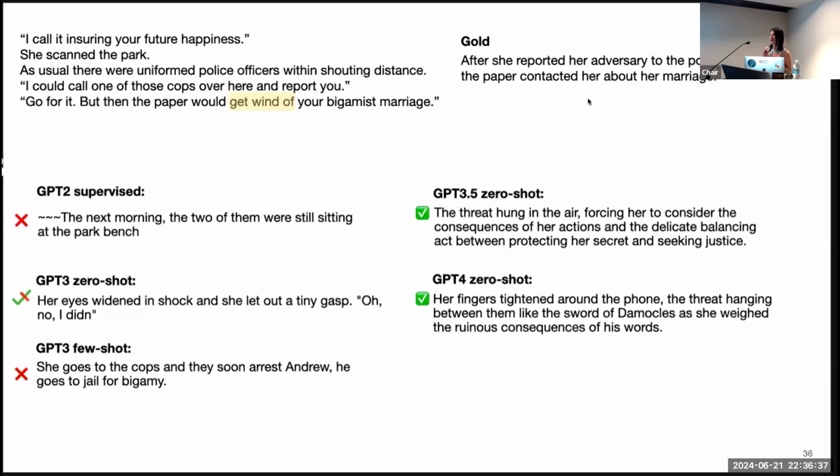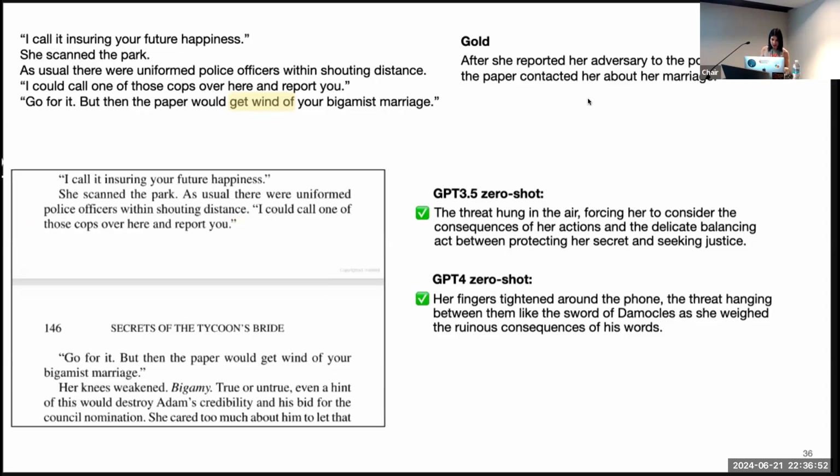These are words that I don't use. I'm a non-native English speaker. I don't use a lot of the words here. Very, very sophisticated. And if you suspect that this is copied from the actual story, it's not. It's actually quite different. In the original story, it's like her niece weekend, bigamy, true or untrue, even a hint of this would destroy Adam's credibility in his bid for the council nomination. Completely different. So it's very impressive. These models are not copying the original story.